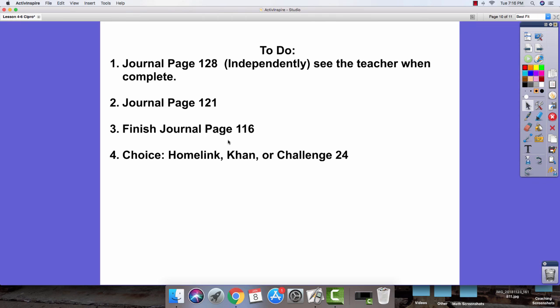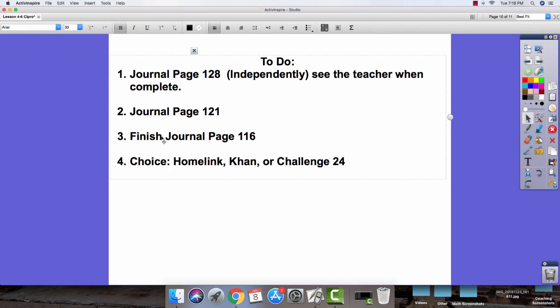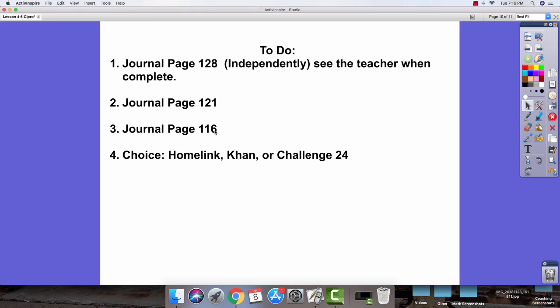Then I want you to move on to these practice pages, okay? They're all review. Journal page 121 is interpreting remainders practice, and journal page 116, I shouldn't say finish because I don't think anyone started it, are fraction division story pages, number stories practice as well. They're both review, but again, if you're having trouble, ask a friend for some help, okay? We're a community of learners.